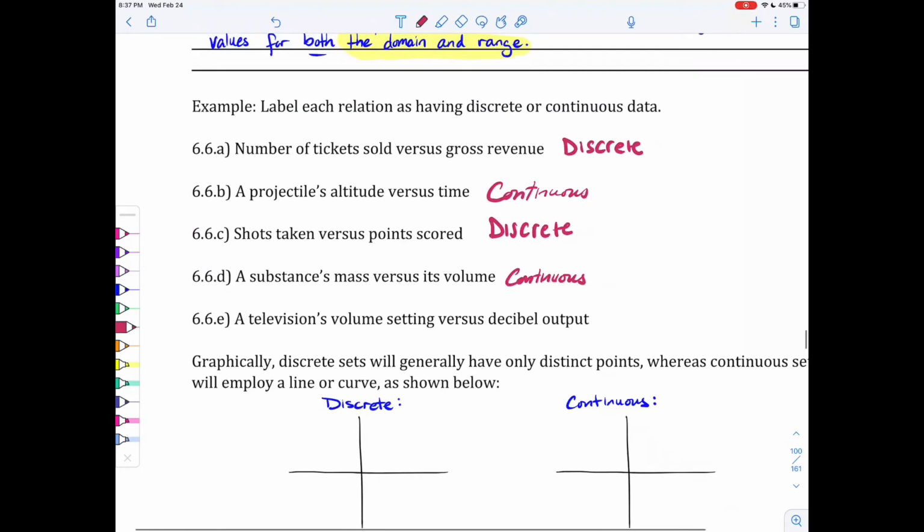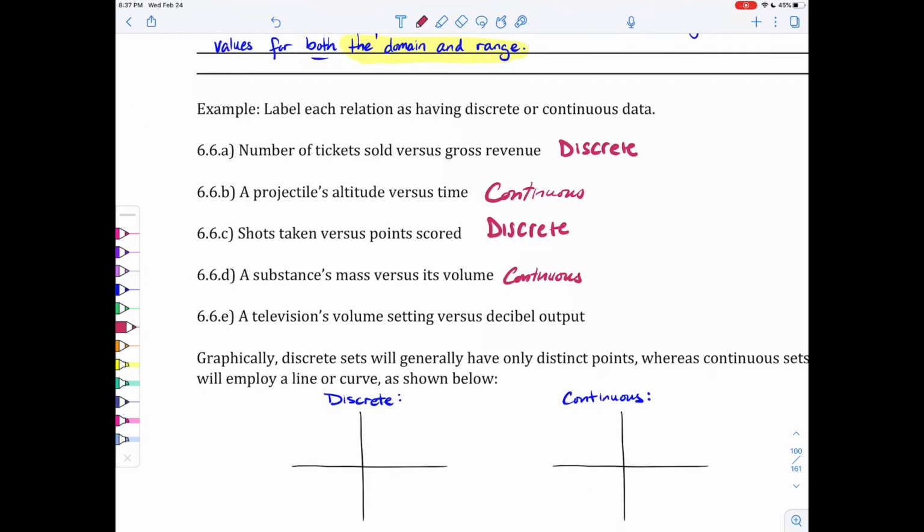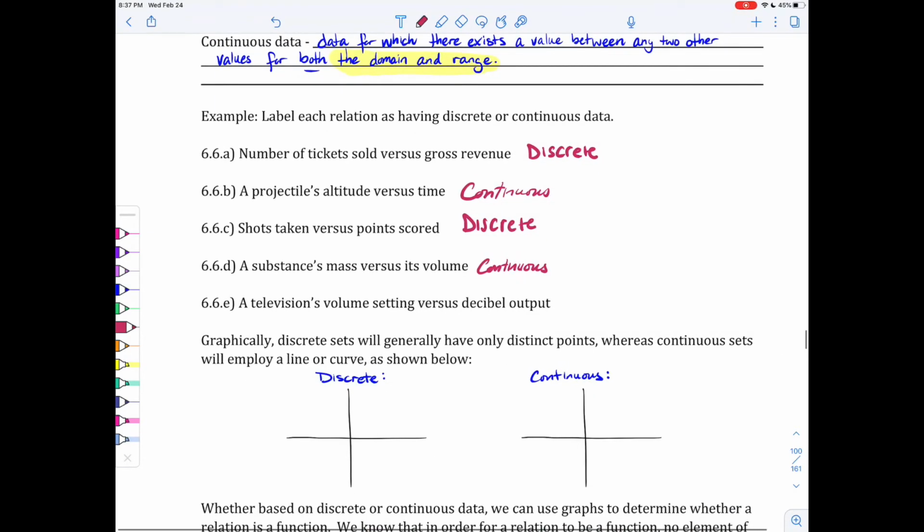Yeah, so with a volume setting, I'm going to always have to set it at some point. Even with the dial, if you listen really closely, sometimes you could hear the click between the movement of the dials because those are at integer settings to tell us what that decibel output will be. So since the setting itself is discrete, this whole relation would be discrete as well.